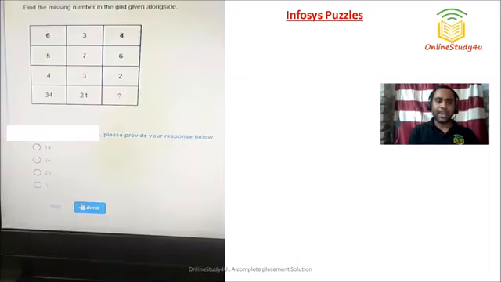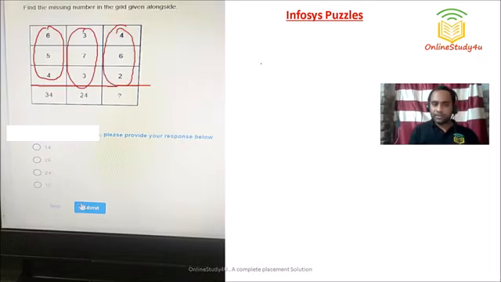Then next problem. So this is 34. As I said, this 3 will give you this 34, this 3 will give you this 24, and this 3 will give you this particular one. So 6 into 5 will be 30, and 30 plus 4 will be 34. Then 3 into 7.